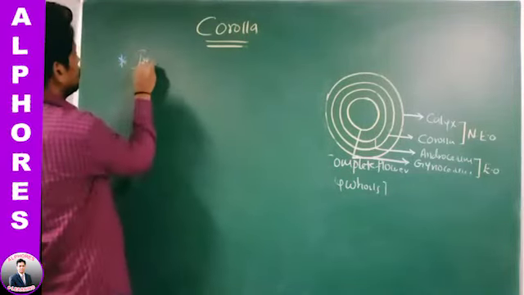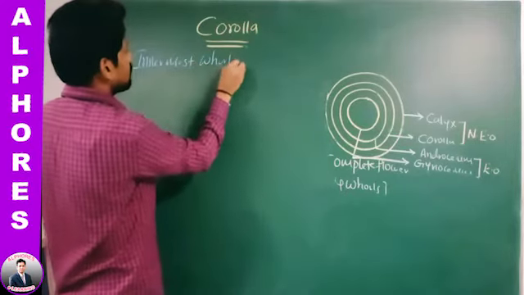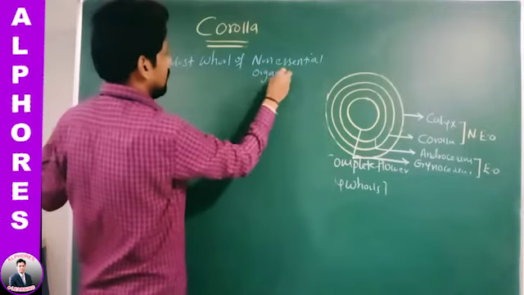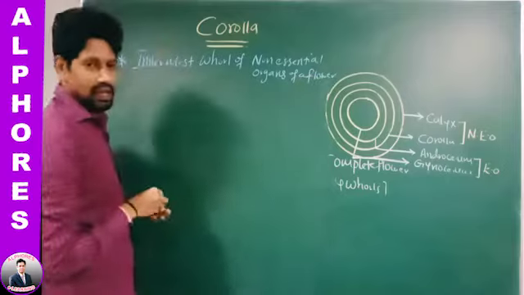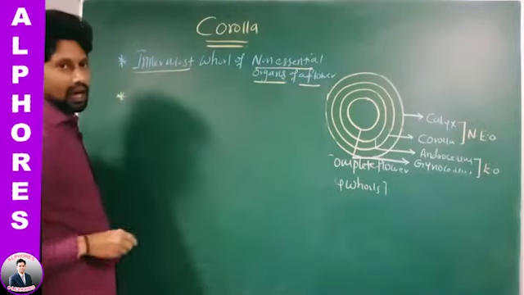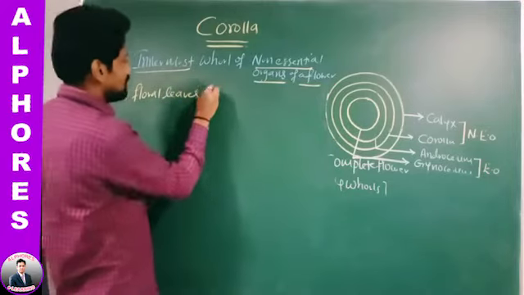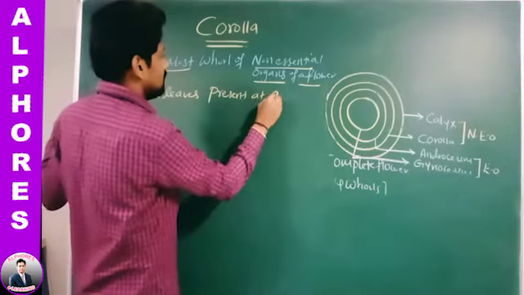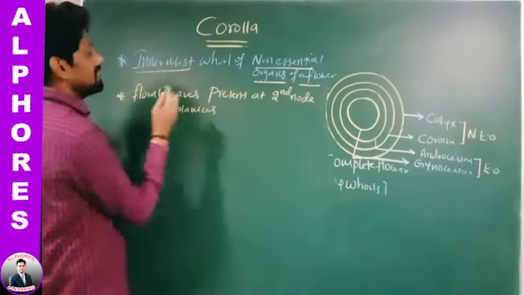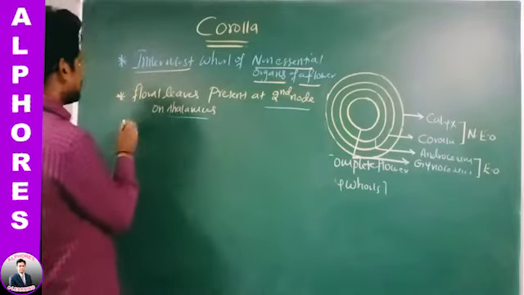Corolla is the innermost whorl of the non-essential organs of a flower. This corolla is present at which node? I told you, second node. Floral leaves are present at the second node, on the thalamus. At the second node, who is present? Corolla.